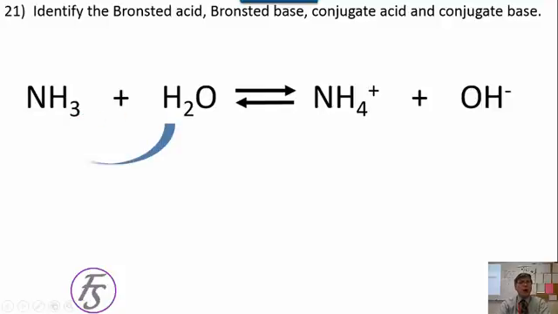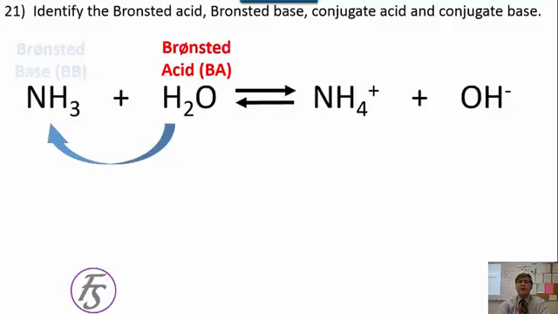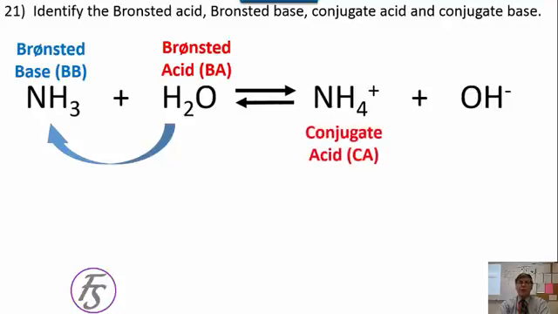Well, it's going to be the water. The water donates the H. So in this case, by the Bronsted-Lowry definition, the Bronsted acid is the water, and the ammonia is the Bronsted base. Now, if we follow that magic hydrogen to the product side, who has it right now? Well, that's the NH4, the ammonium ion. That has become the conjugate acid in the product side, and the OH ion is the conjugate base.